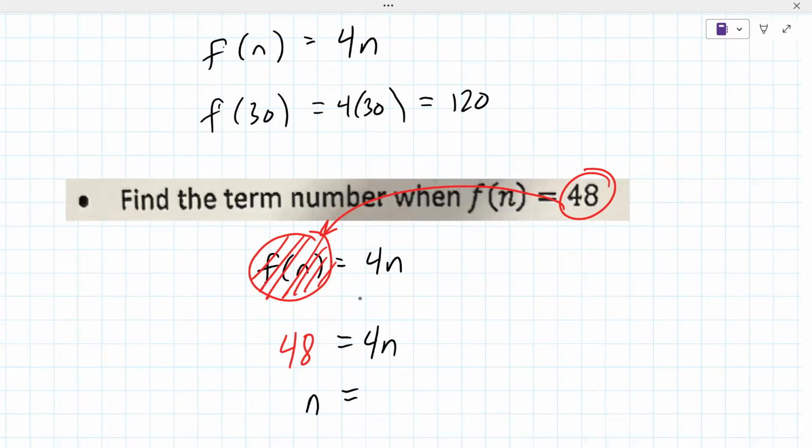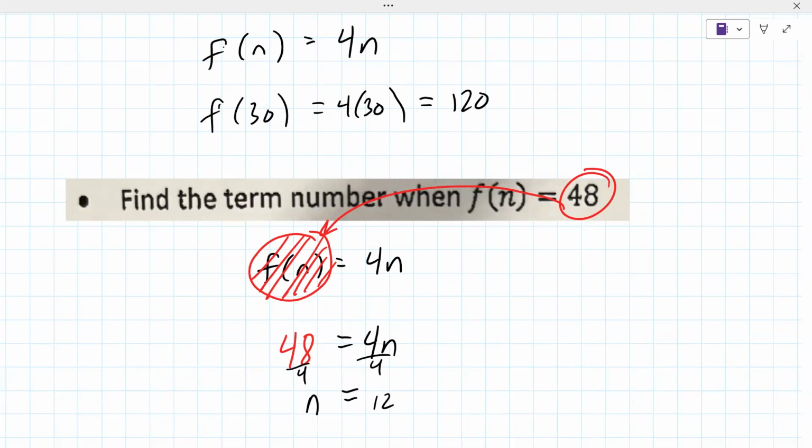N equals 44. Nope. What is the math operation between the 4 and the n? Move the 4 and divide under here, right? Oh, divide it. Okay. You undo multiplication with division. So we're going to divide both sides by 4. What does n equal? 12. Good. Okay.